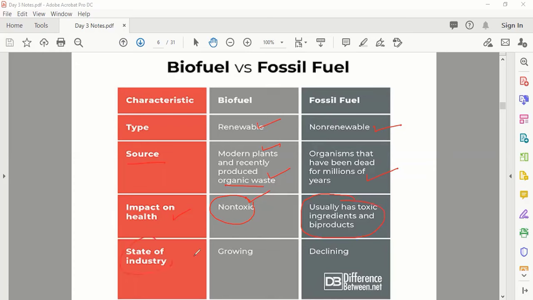State of industry. Right now, the biofuel industry is growing. Even now Tesla and other companies produce electric cars. And people are saying that maybe by 2030, 70% of cars will be replaced by electric cars, or maybe more than that. So now there's a lot of potential in this industry. And for fossil fuels, even Saudi Arabia is decreasing its dependence on fossil fuels. They want to go for renewable sources.